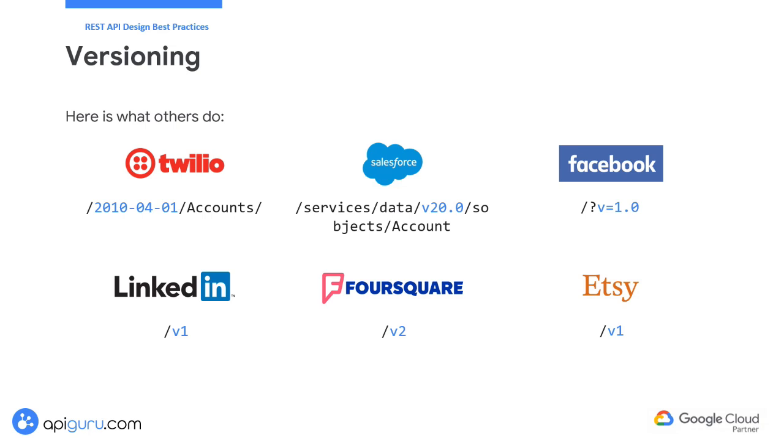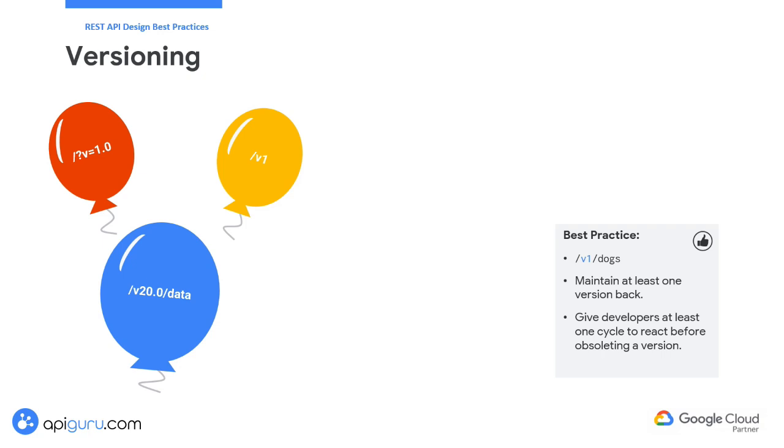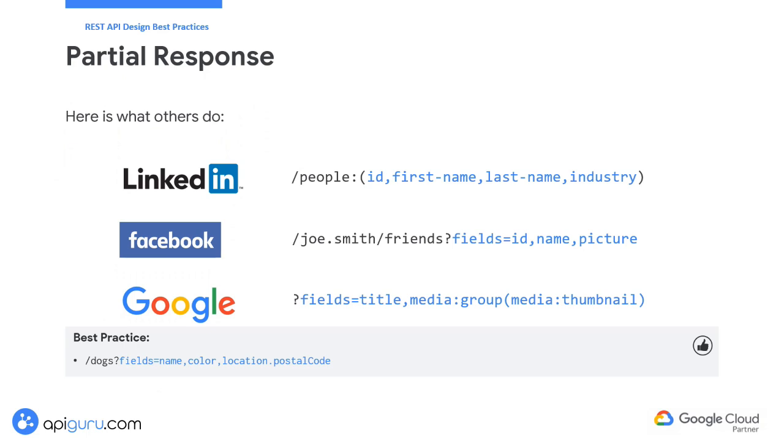Now let's discuss versioning. Organizations follow different versioning strategies. For clarity, we recommend placing the version name before the resource name. We also recommend maintaining support for at least one previous version to give developers enough time to transition before an old version is deprecated.